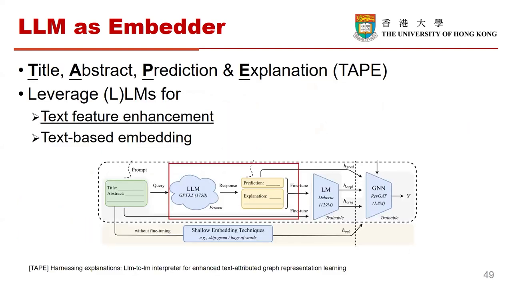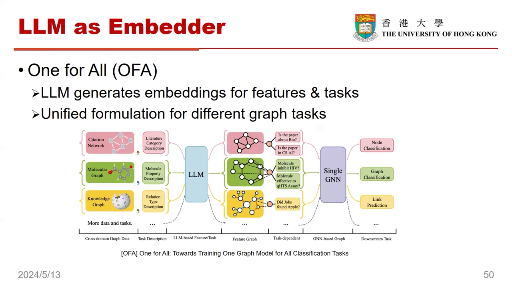Also following this research line, TAPE further enriches the textual features by generating some predictions and explanations. These augmented texts are combined with the original title and abstract text information to produce enhanced text embeddings for GNN predictions. And the OFA method also utilizes LLMs to generate text embeddings for initial node representation. Additionally, this method utilizes text embedding methods for the task description text. In this way, we can facilitate a unified formulation for different graph tasks.